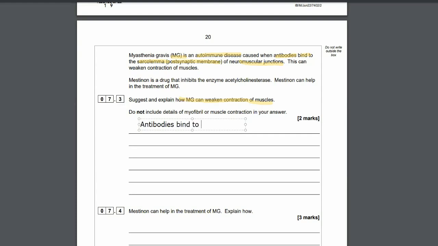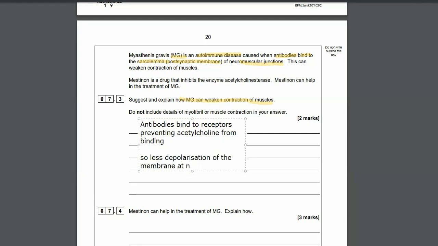Mestatin, however we say that, is a drug that inhibits the enzyme acetylcholinesterase. So we've got a drug that inhibits an enzyme. It can help in the treatment of MG. Suggest and explain how MG weakens the contraction of muscles. So how do the antibodies binding to the postsynaptic membrane weaken the contraction?